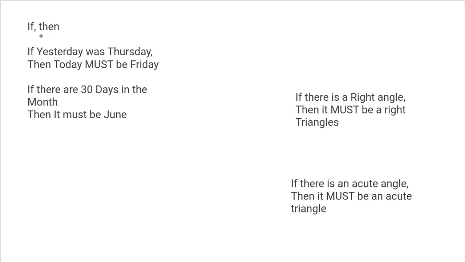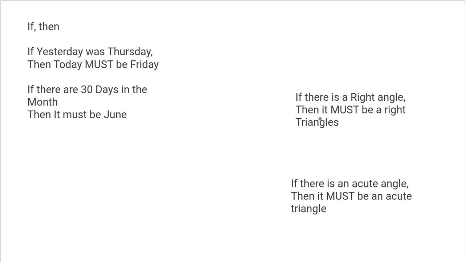So, conditional statements are basically if-then. For example, if yesterday was Thursday, then today must be Friday. Because there's only one choice of what could be true, then that's true. However, if they say there are 30 days in a month, so it must be June. Well, since there are multiple months with 30 days, it's not necessarily June. It could be, but we don't have enough data to prove that yet.